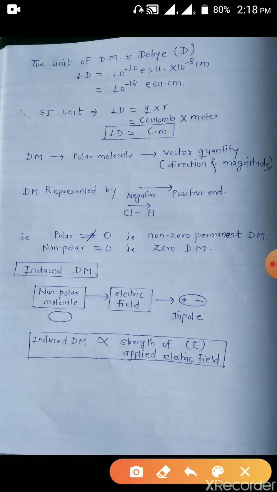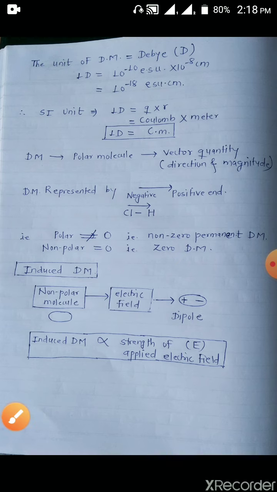The next topic is induced dipole moment. You have an idea about the term induced. Induced means something which is done forcefully, or where we apply force. So induced dipole moment: as we have seen, polar molecules have a dipole moment, and we have also seen how it is calculated using the formula mu equals q into r. But what about non-polar molecules?